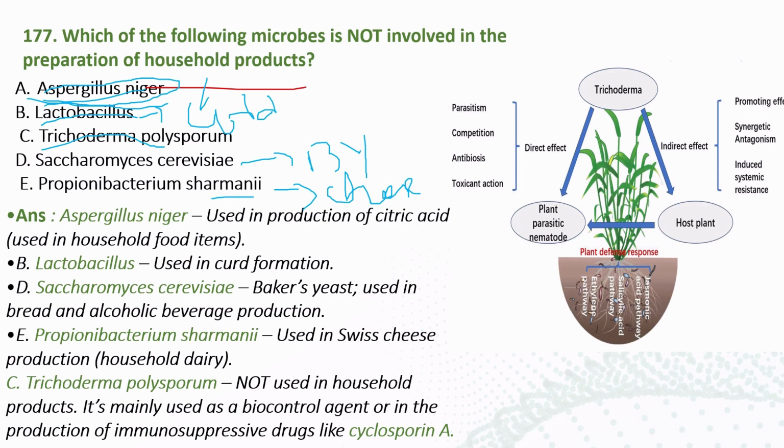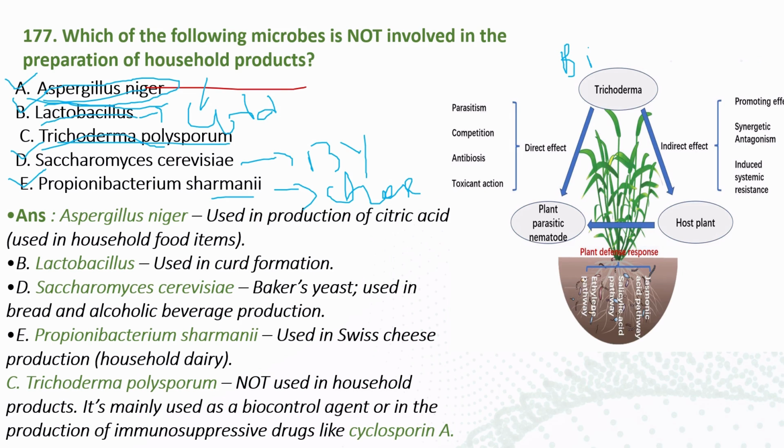Propionibacterium shermanii. So here, the household bacteria are nothing but Aspergillus niger, Lactobacillus, Saccharomyces and Propionibacterium. Whereas if we see Trichoderma polysporum, what is its main role? This Trichoderma polysporum is normally known as a biocontrol agent.